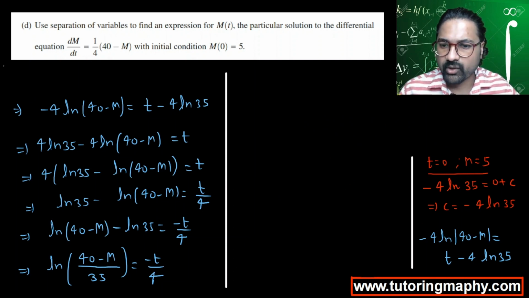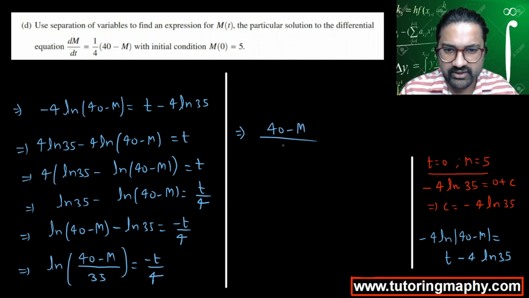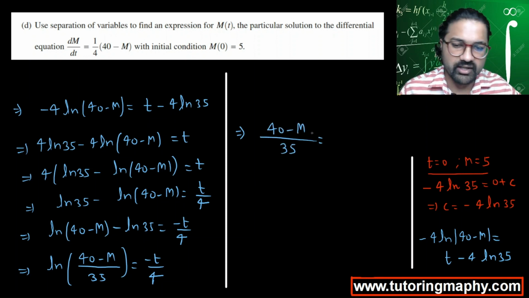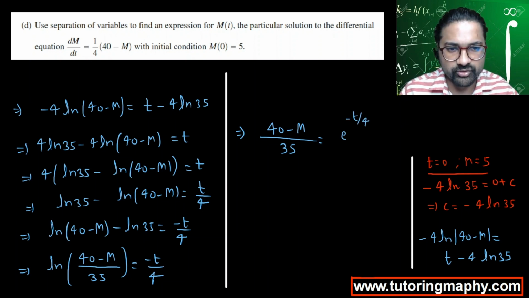Okay, how to take the anti-log on both the sides? We just keep the inside guy as it is. So (40 minus m) over 35 remains as it is. And the other guy is just raised to the power of e. So this is e raised to negative t over 4. Multiplying by 35 on both the sides, we have 40 minus m is equal to 35 times e raised to negative t over 4.